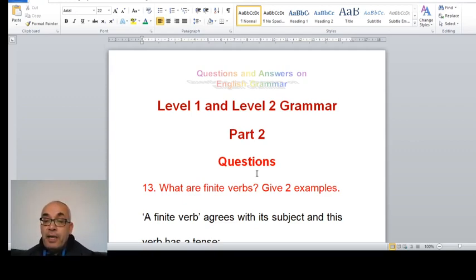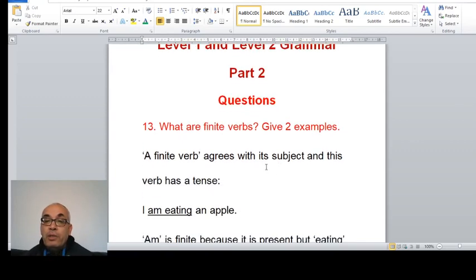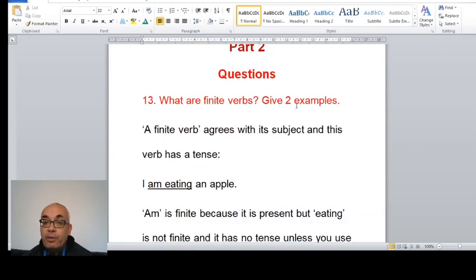Our lesson today is level 1 and level 2 grammar. Question 1, and this is part 2. What are finite verbs? Give 2 examples. A finite verb agrees with its subject, and this verb has a tense. So we have 2 conditions. A finite verb, number 1, agrees with the subject. Number 2, a finite verb has a tense.